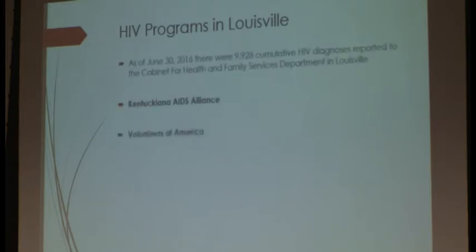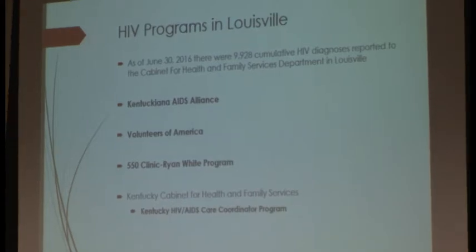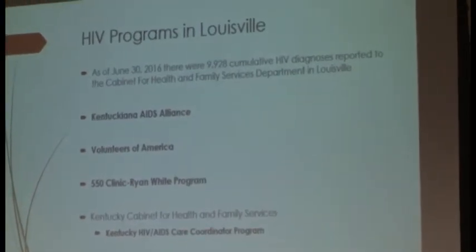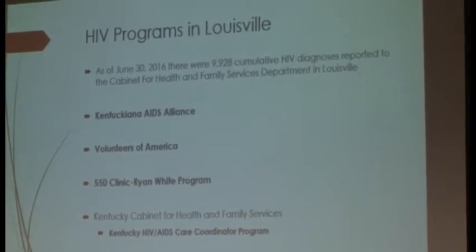So some of the HIV programs in Louisville are, as you see here, the Kentuckiana AIDS Alliance, Volunteers of America, the 550 Clinic across the street actually, and the Kentucky Cabinet for Health and Family Services, specifically the Kentucky HIV and AIDS Care Coordinator Program. And I added this fact too: as of June 30th, 2016, there were almost 10,000 cumulative HIV diagnoses reported to the Cabinet for Health and Family Services Department in Louisville.